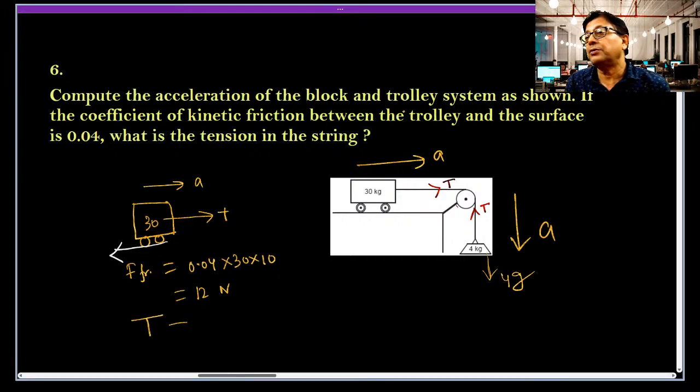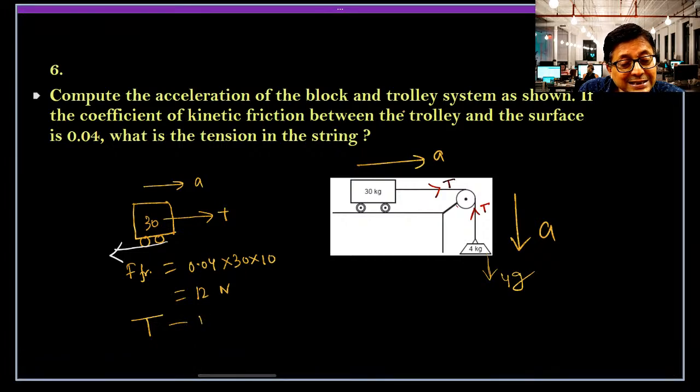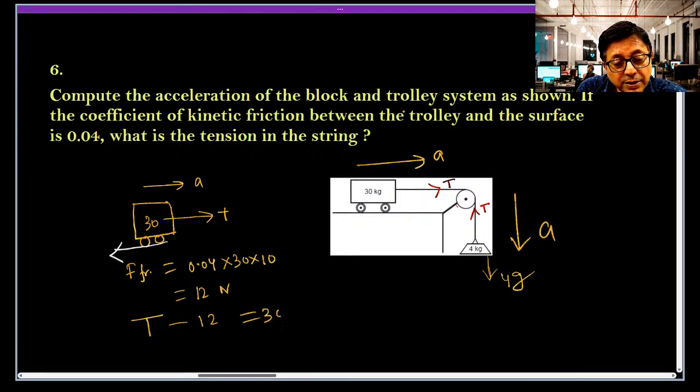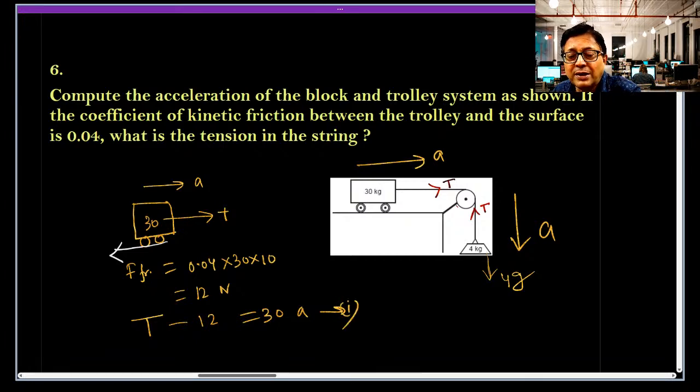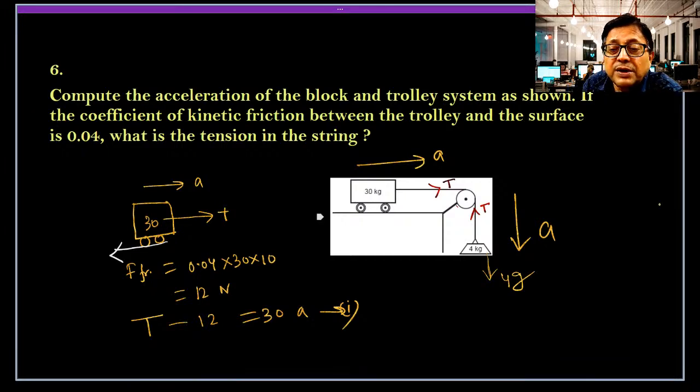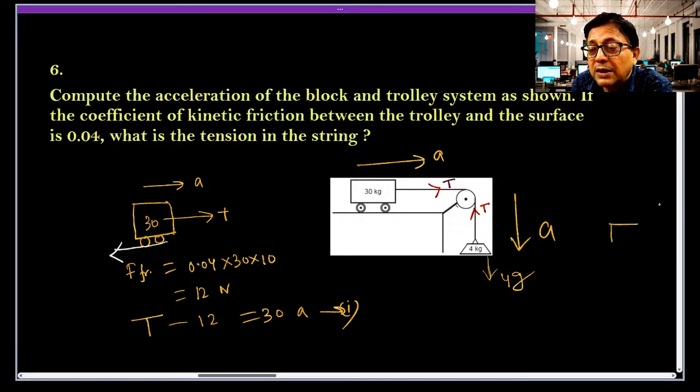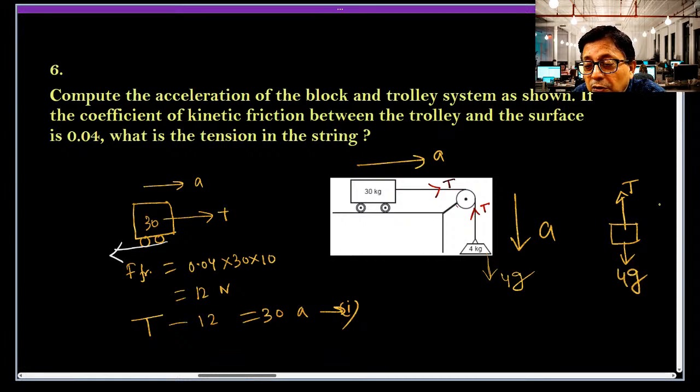Should I take the 30g into consideration? No, 30g has no role to play. The frictional force opposes, that's why. T minus 12 equals 30a. This is number 1. What about this 4 kg mass? On 4 kg, tension is acting upward, 4g downward, acceleration A downward. Isn't it?